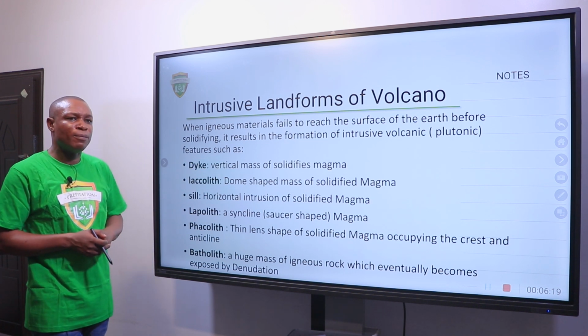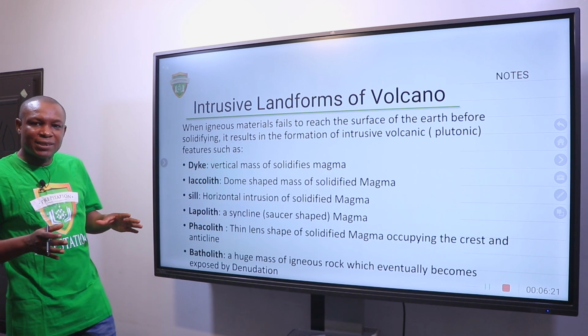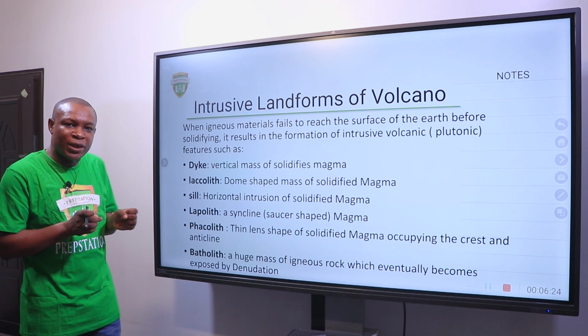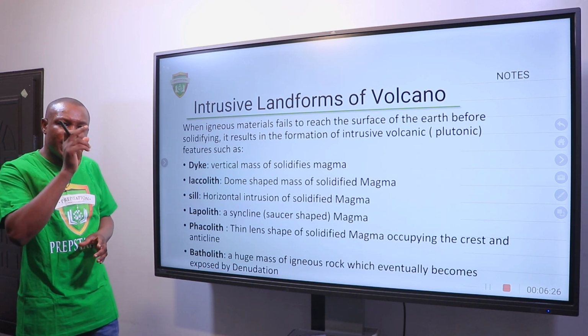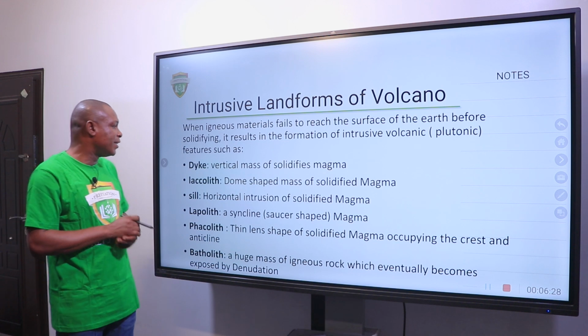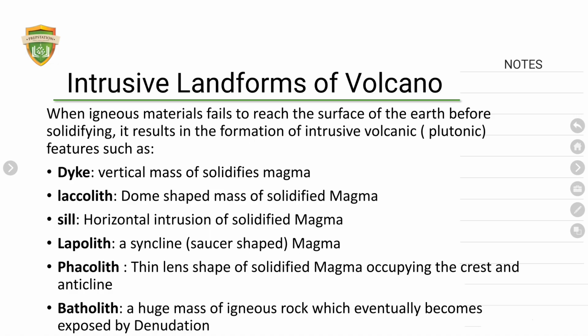Intrusive landforms of volcano. These are the kind of volcano that cool and solidify before they make it to the surface of the earth. Here we have the dike, vertical mass of magma. We have the laccolith. That's when the magma solidifies to assume a dome shape. We have the sill, which is horizontal intrusion of magma.